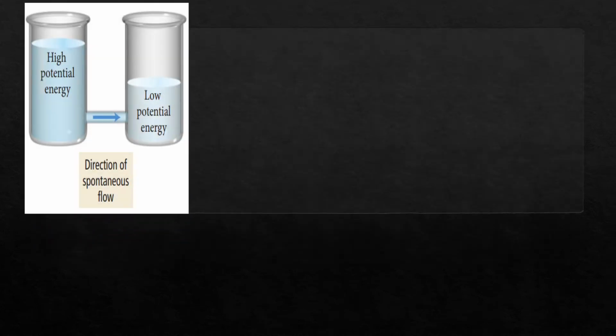Consider two water tanks with different water levels connected by a common pipe. The water in each tank has its own level and the corresponding potential energy. When the tanks are connected, water flows from the tank with the higher level, higher potential energy, to the tank with the lower water level, lower potential energy.